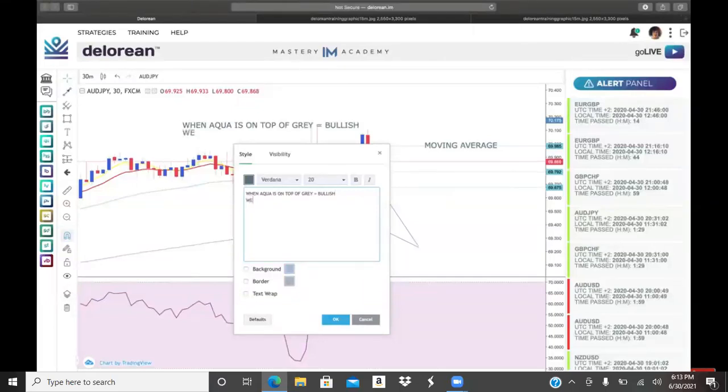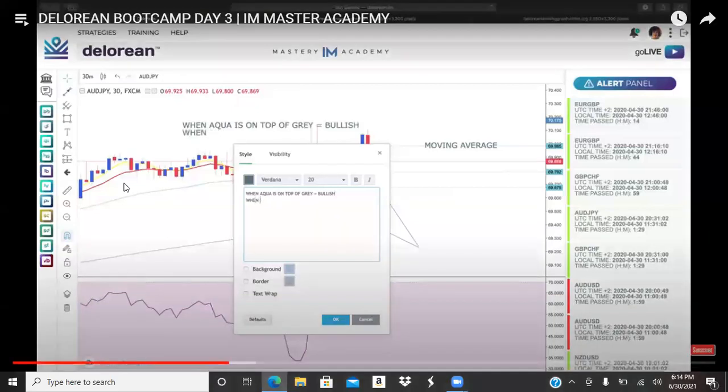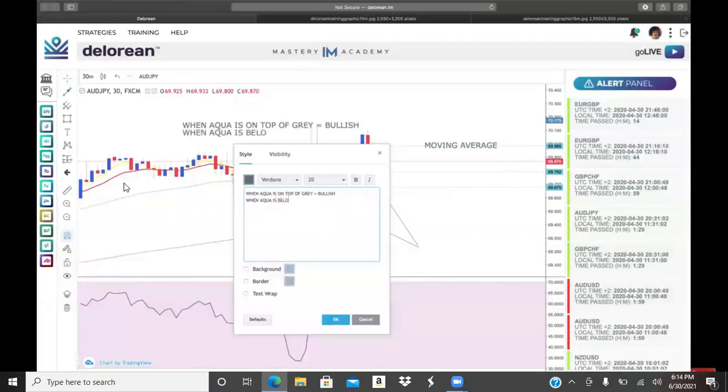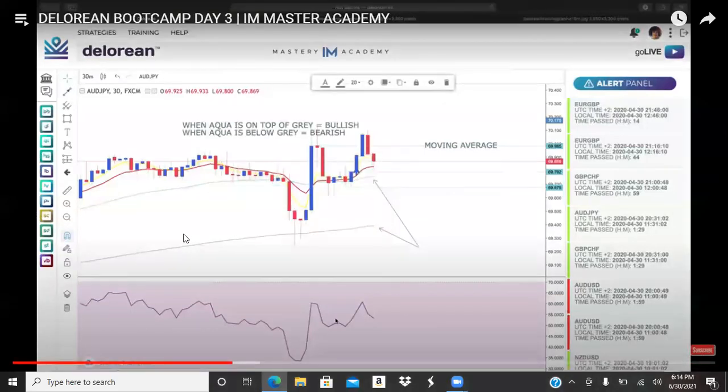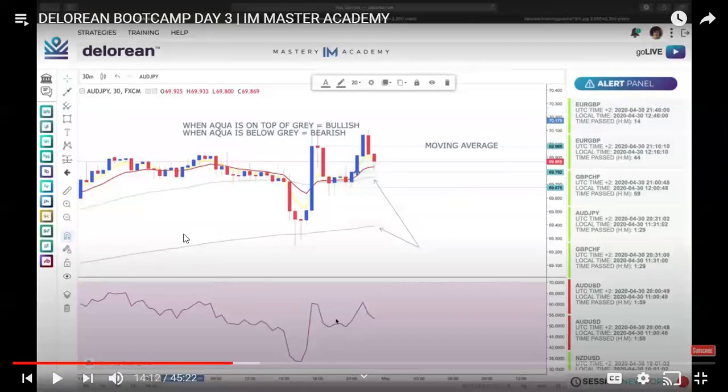Okay, when aqua is below gray, it is bearish. Those are the only two scenarios. I'm going to pause that for a second for you guys to write that down. When aqua is on top of the gray, it is bullish. When aqua is below the gray, it's bearish.